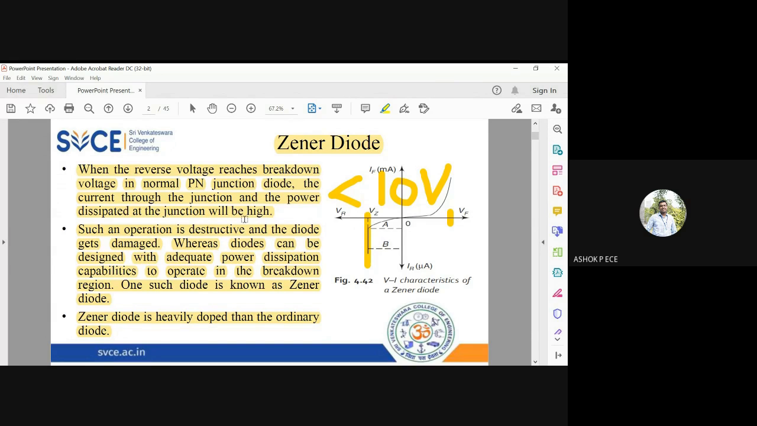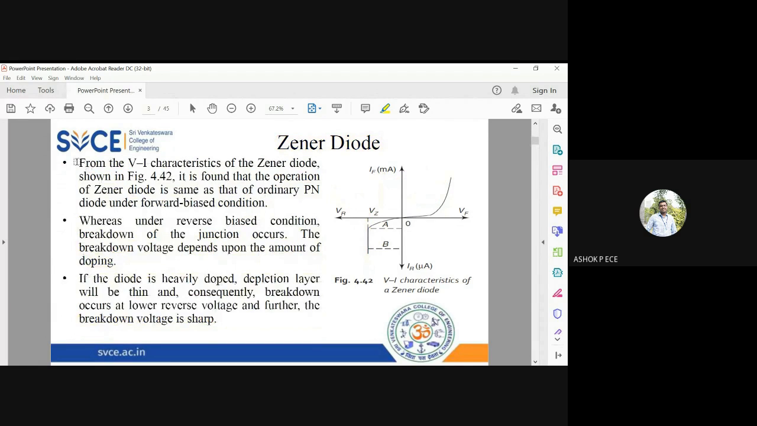The voltage at which the current increases enormously is called the Zener voltage, or breakdown voltage, of your Zener diode. From the PI characteristic, it is found that in forward bias it is exactly the same as a PN junction diode. Until the cut-in voltage the current is very, very small, and once the cut-in voltage is reached, the current increases exponentially. In reverse bias, the breakdown occurs at a very low voltage. That depends on the doping. How much you dope determines your breakdown voltage VZ. If the diode is very heavily doped, the depletion layer will be thin and breakdown occurs at a very low reverse bias voltage itself.